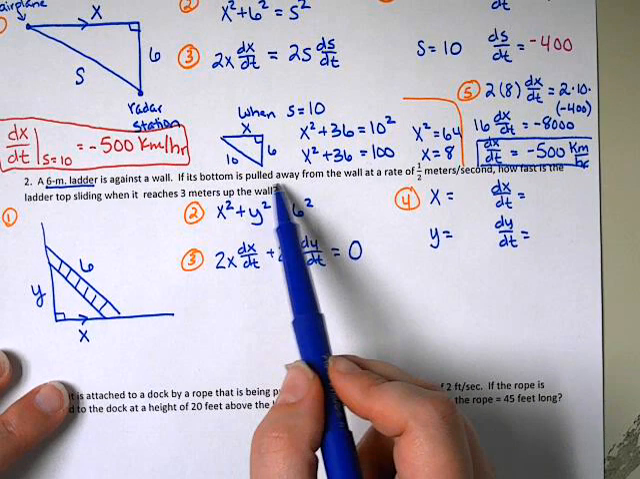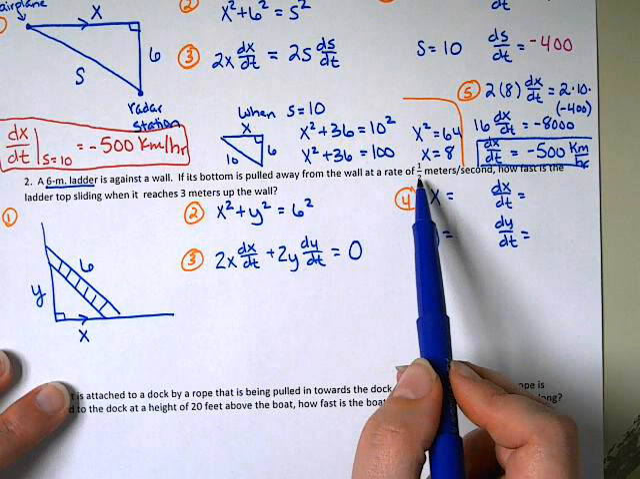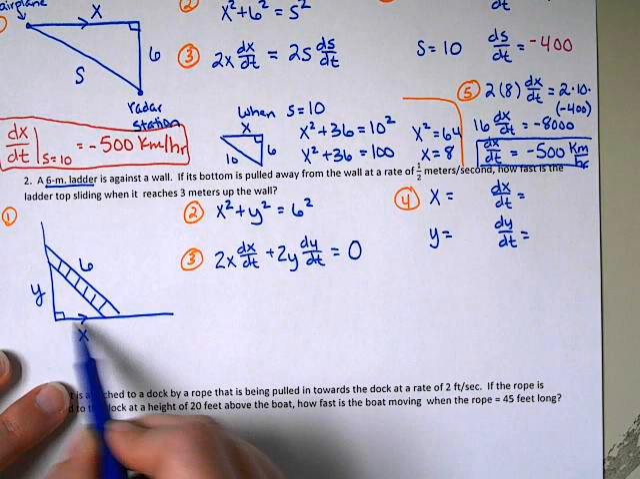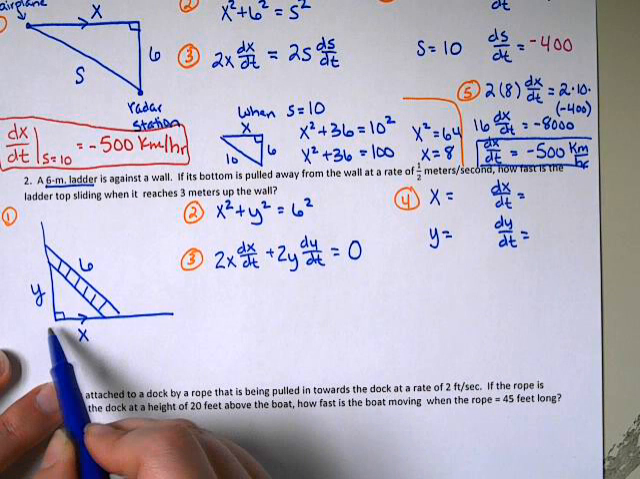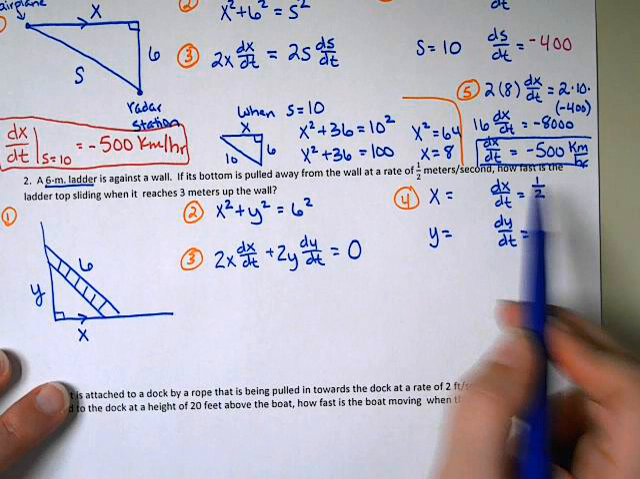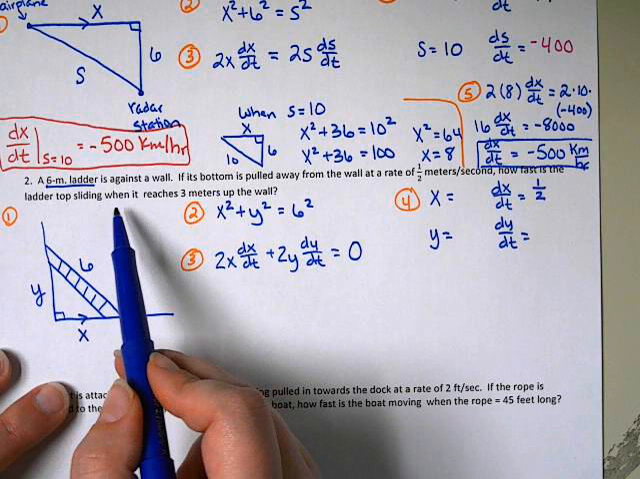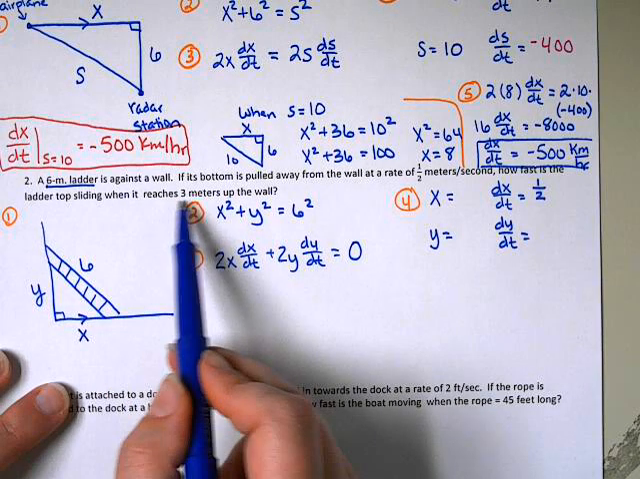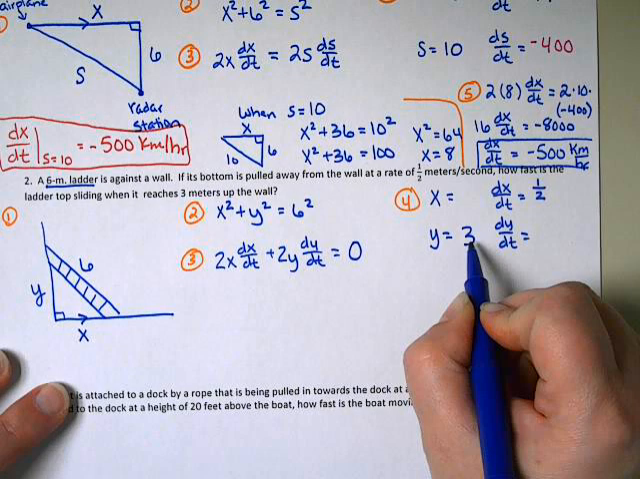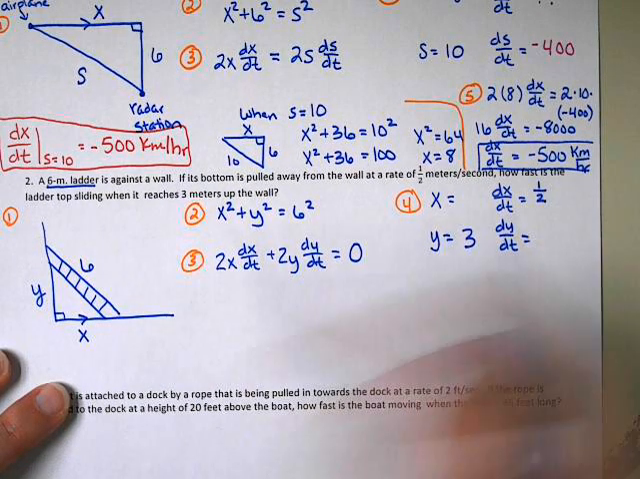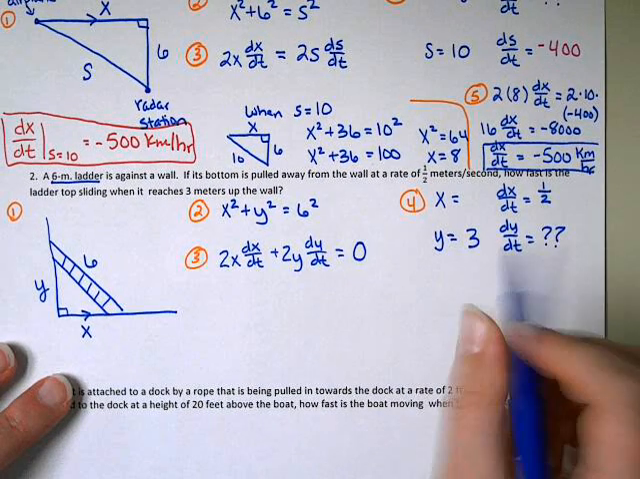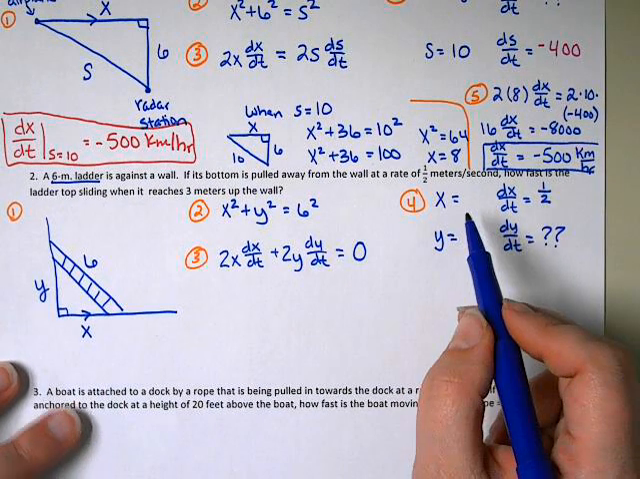The bottom is pulled away from the wall at a rate of 1/2 meters per second. Well, this distance is getting bigger, so that's a positive 1/2, and that's my x that's changing, so that's a 1/2. How fast is the top of the ladder sliding when it reaches 3 meters up the wall? Which means that my y value is 3. And it's asking how fast the top is moving. That's my dy/dt.